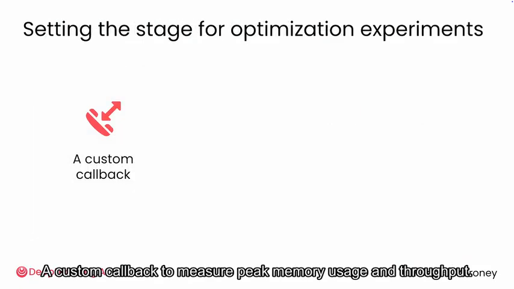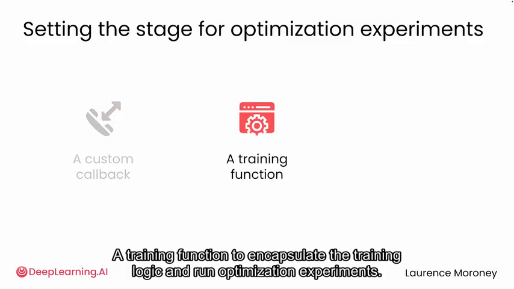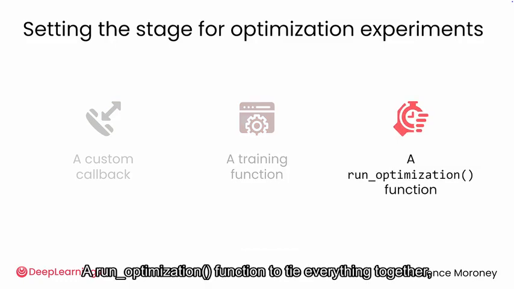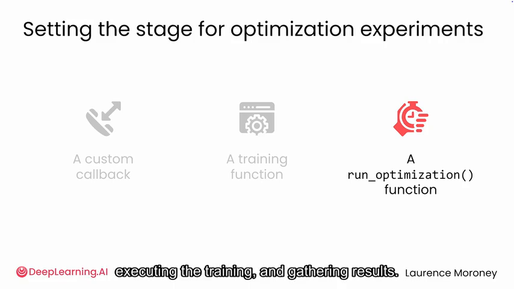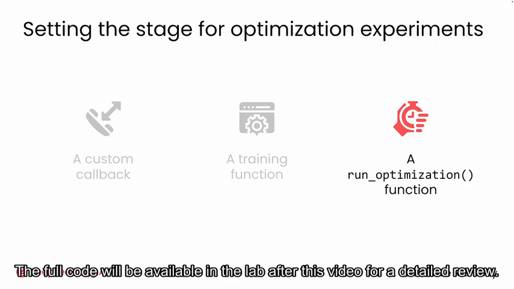Before applying these techniques, you'll need to define some key utilities: a custom callback to measure peak memory usage and throughput, a training function to encapsulate the training logic and run optimization experiments, and a run optimization function to tie everything together, such as initializing the model, trainer, and the dataset, executing the training, and gathering results. The full code will be available in the lab after this video for a detailed review.